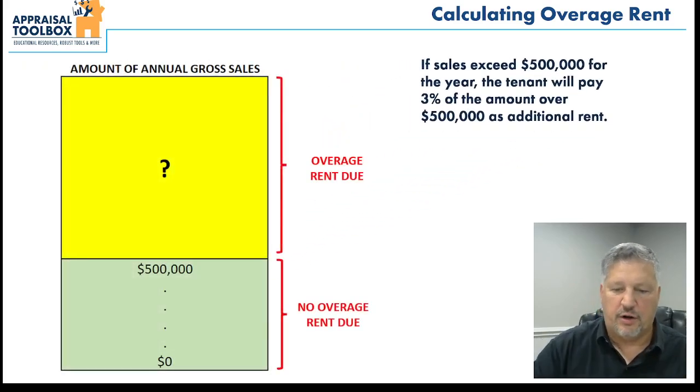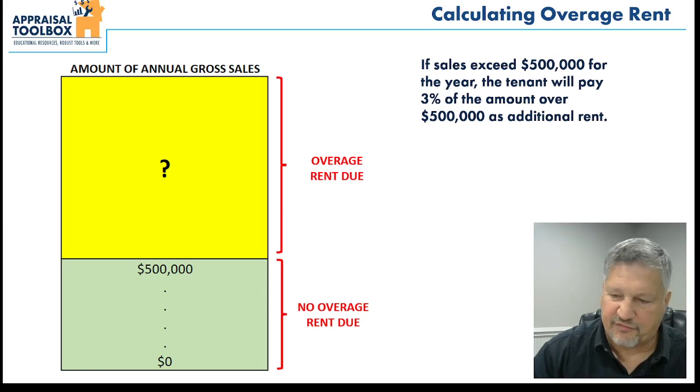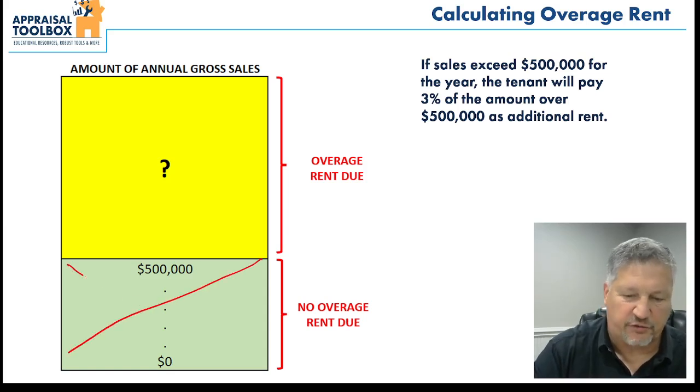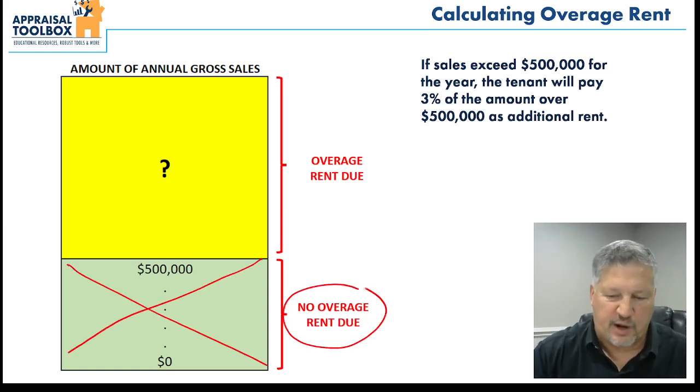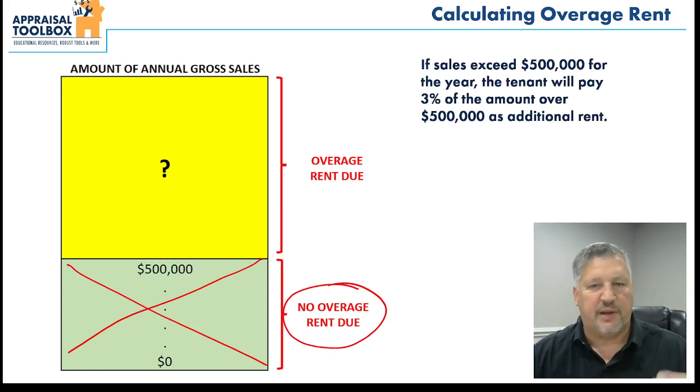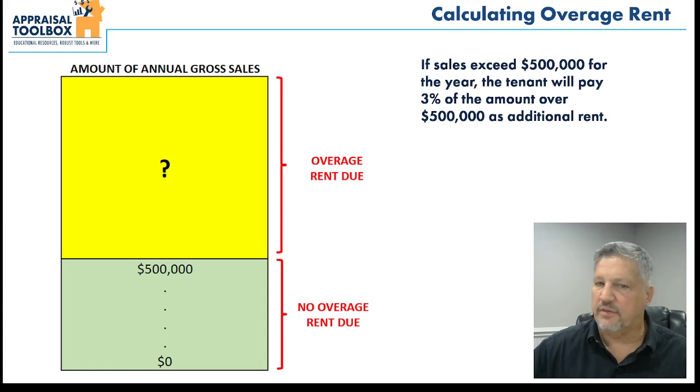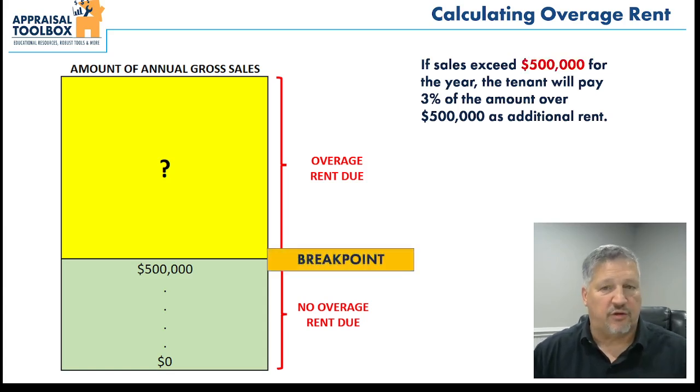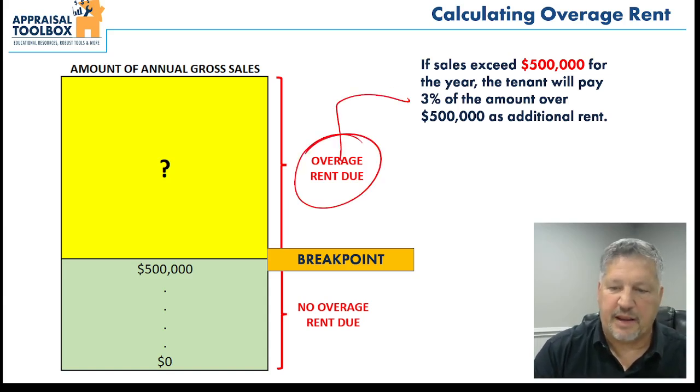How does that look here? Well, if we take the first $500,000 in sales and there's no overage rent due, what does that mean? Any amount of sales below $500,000, the tenant only pays the base rent. But once the amount of sales crosses what we refer to as the break point, every dollar above that amount is calculated based on what?